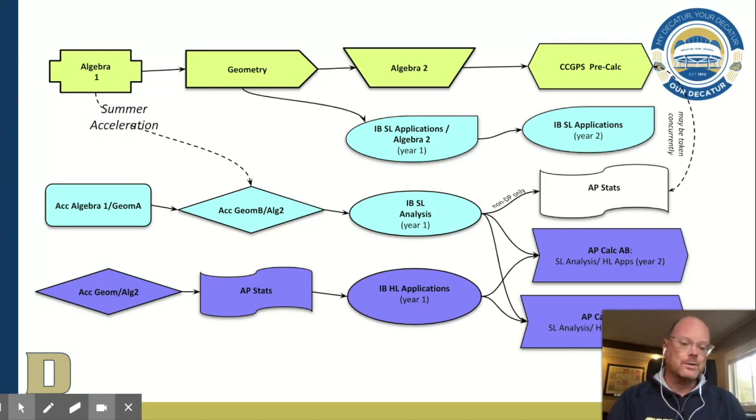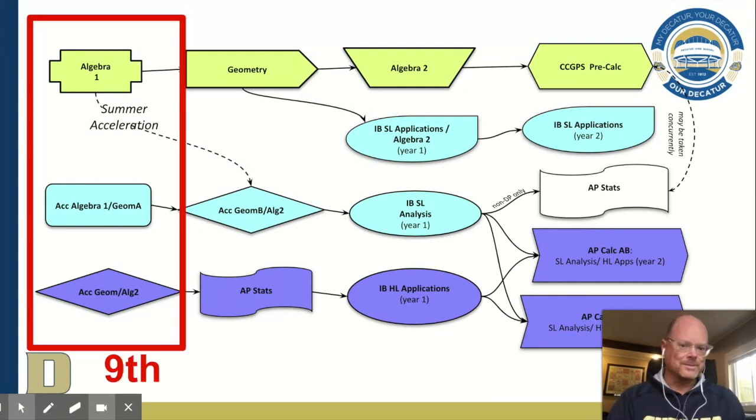I know that this is a lot to look at, so we're going to focus on 9th grade year. Because as a 9th grader, next year, you will likely be in one of these 3 courses. You might be in Algebra 1, which is color-coded as kind of like a lime green. You might be in Accelerated Algebra 1 / Geometry A, which is this turquoise color. Or some of you have already taken Accelerated Algebra 1, so you're going to be in a class called Accelerated Geometry / Algebra 2, which is this purple colored track.